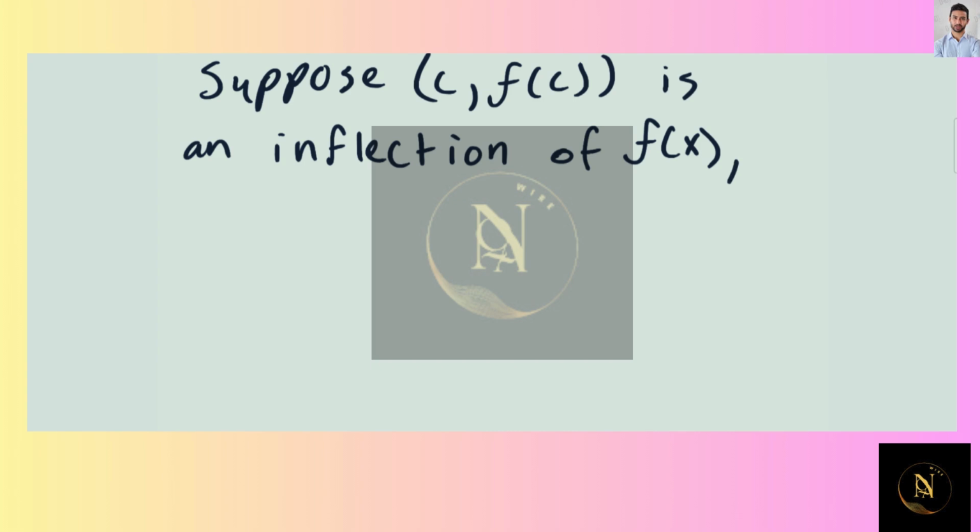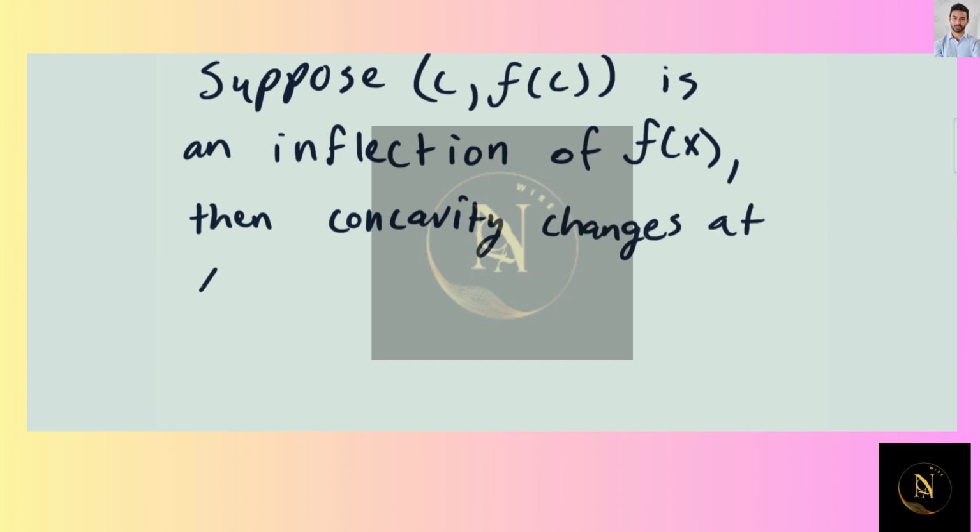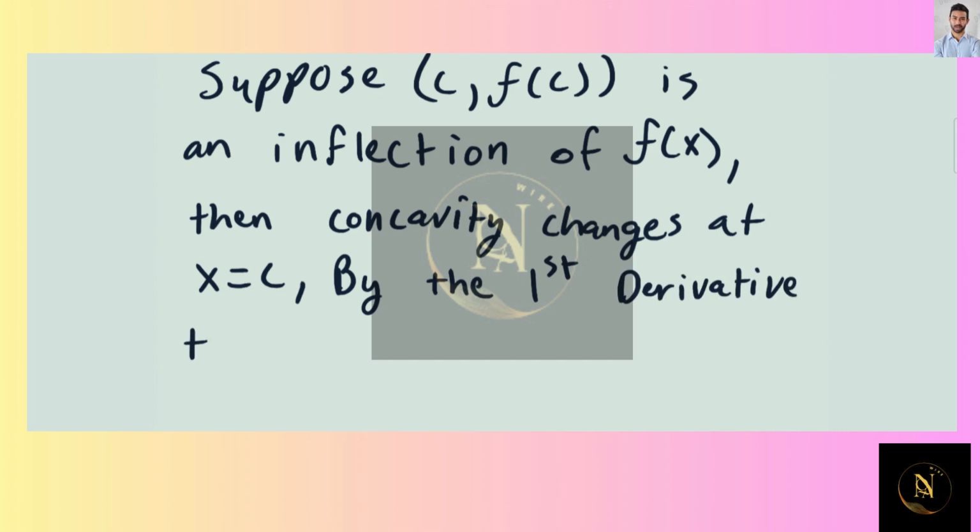So this means then concavity changes at x is equal to c. And wherever the concavity changes, by the first derivative test, our first derivative, f prime of c, will be a local extrema.